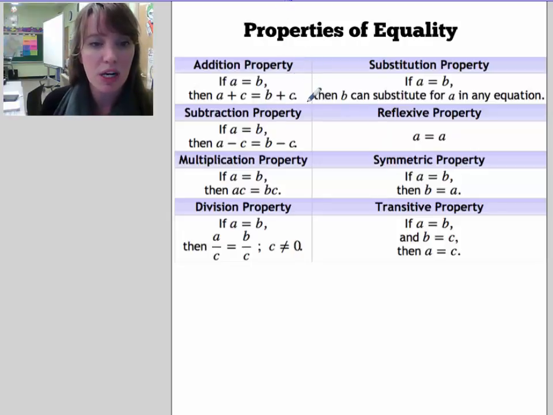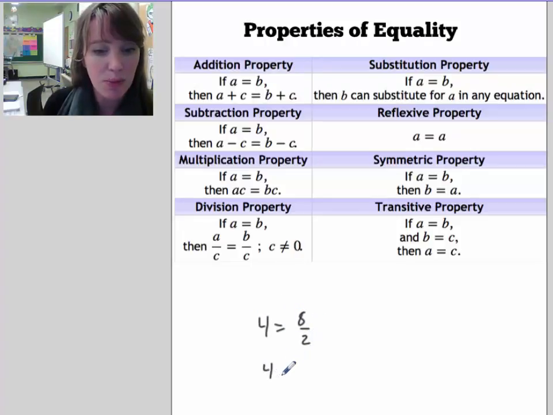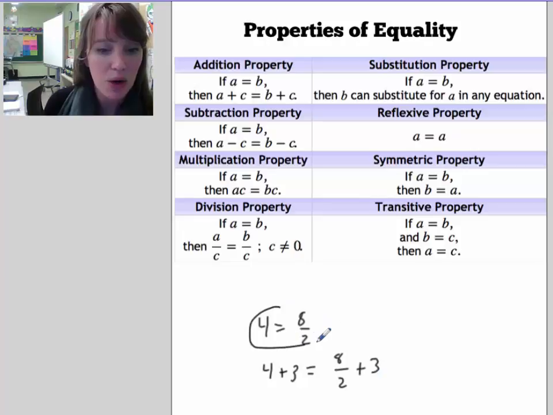So the addition, subtraction, and multiplication and division properties, they're all of the same type. These properties have an if-then statement. If A is equal to B, right? So if initially you have two things equal to each other, then A plus C must be equal to B plus C. Okay, so for instance, if 4 is equal to 8 over 2, then it's true that 4 plus 3 is going to be the same as 8 over 2 plus 3, right? Because you started out with two things being equal, and if I add something to both sides, they're still going to remain equal, okay?